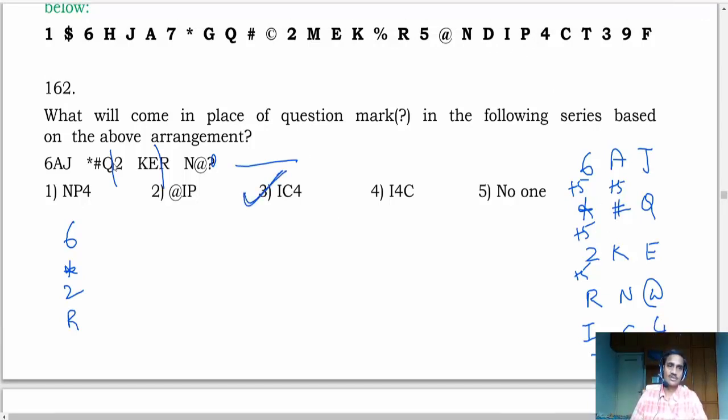162. Okay, please make this correction here. 6AJ star hash Q 2KE, here 2 should come and R should go here. Then what should be the next one?